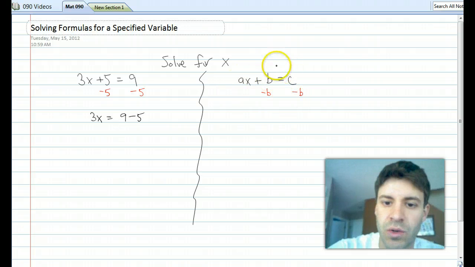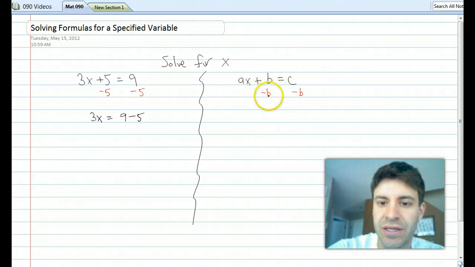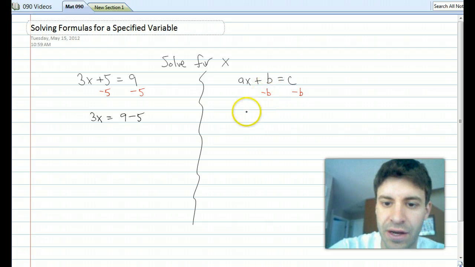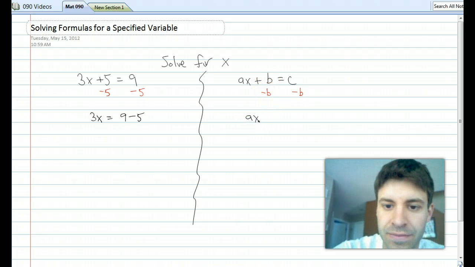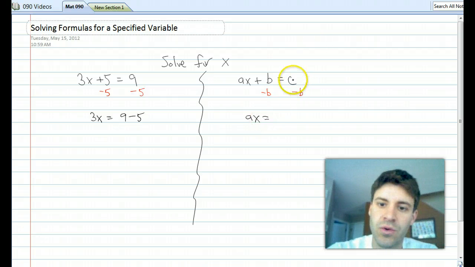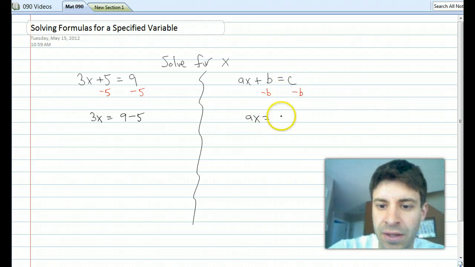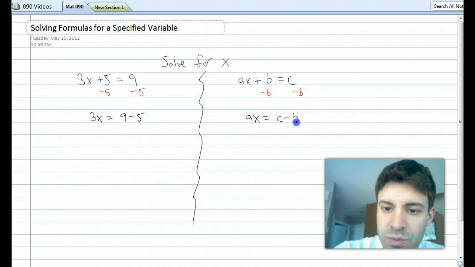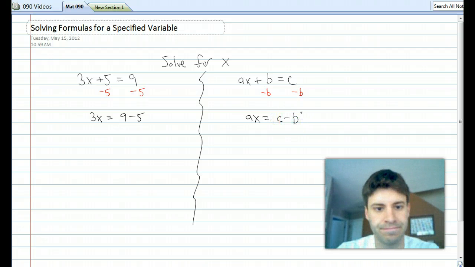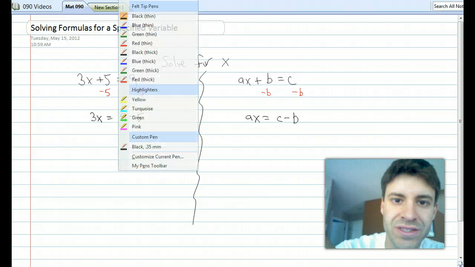Now, with this right equation here, the plus b and the minus b on the left side of the equation will cancel each other out, and we're just left with an ax. On the right side of the equation, we have c minus b. We can't combine those because we don't know what c and b are. Okay, so great. What's the next thing we do?